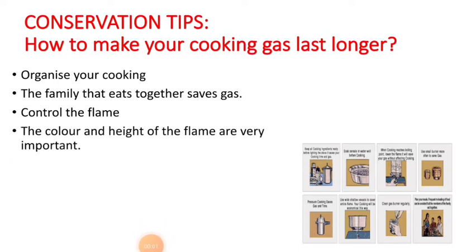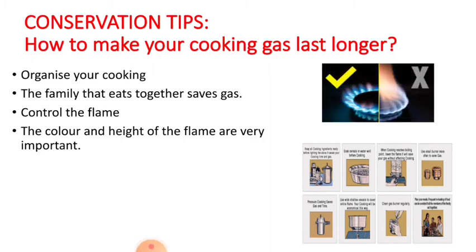Next one is the color and the height of the flame are very important. If the flame is blue in color, everything is fine. The fuel is getting properly oxidized. If it is not and the flame color is yellow, it means that the outlet holes are blocked and need to be checked by a mechanic. The flame should never extend beyond the bottom of the pan. This saves the gas and the food is also cooked properly, especially if there is liquid inside the pan or vessel.